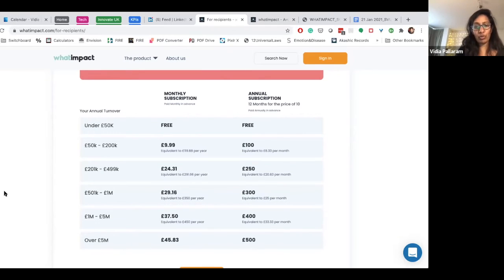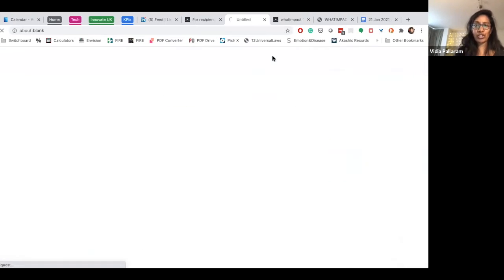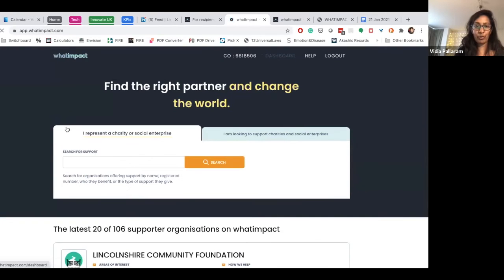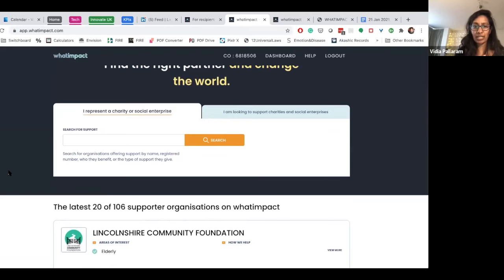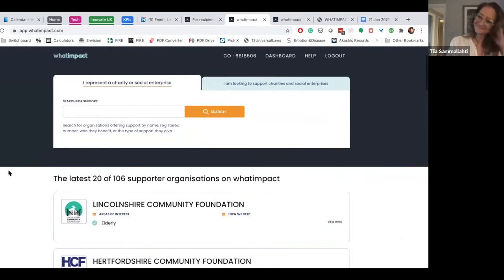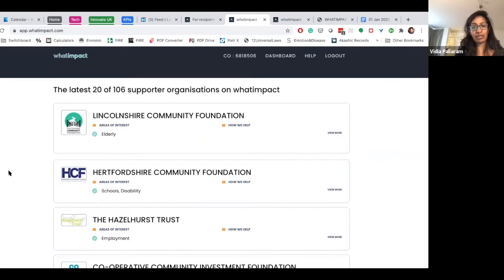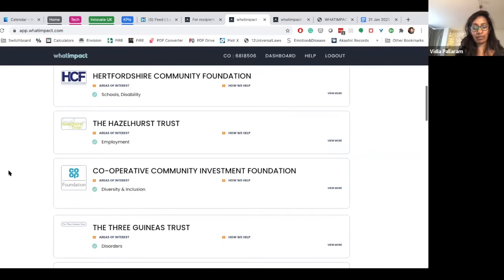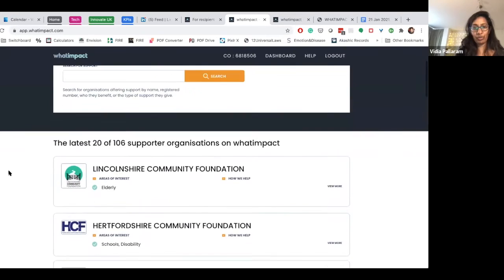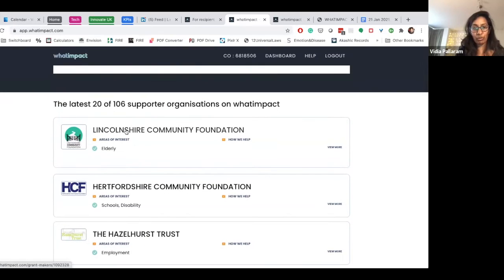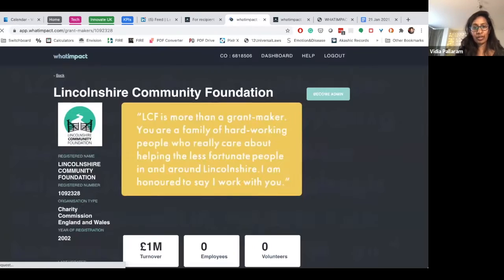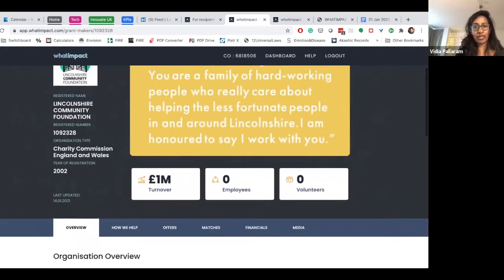Now, if you wanted to see who was on the platform, and the same, by the way, applies for companies and grant makers, you would get the same information on the benefits and the pricing. So you'd go to the search and you can see who is on the platform. As you can see, we already have a number of supporter organizations. These are grant makers and companies, and you can have a look and find out a little bit about the organization.